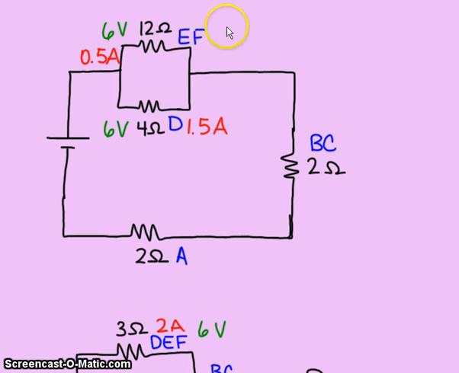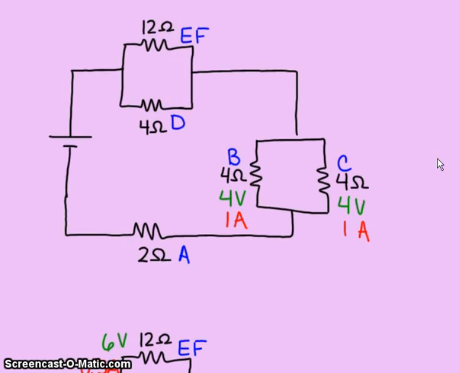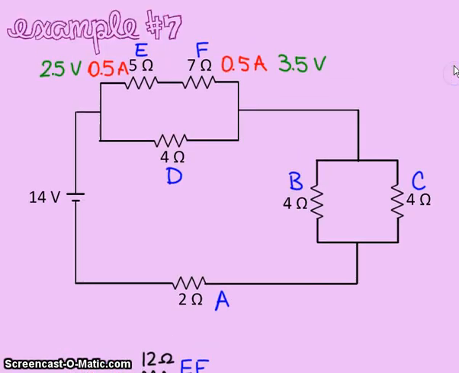Once we finished and we knew everything for each resistor in each picture, we moved up one, looked at where the difference was, and found the voltage and current in that difference. That's the process you go through for every single combination circuit.